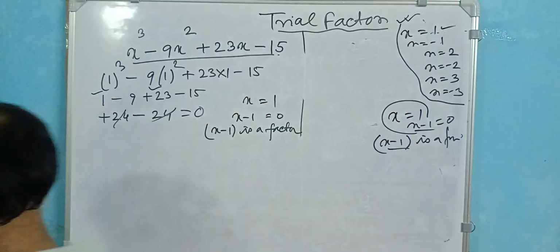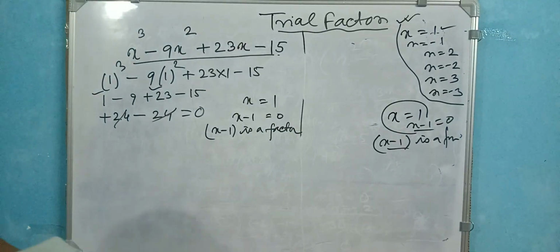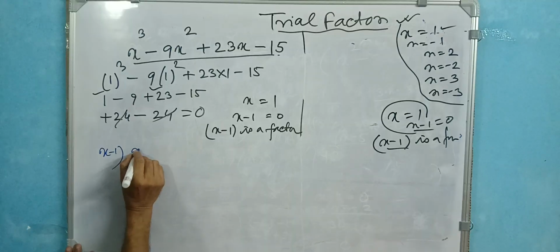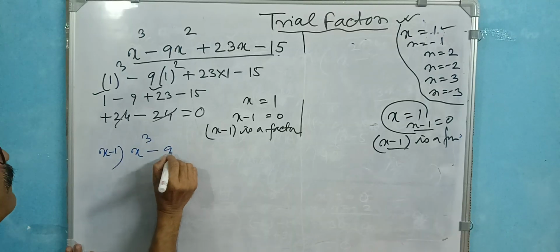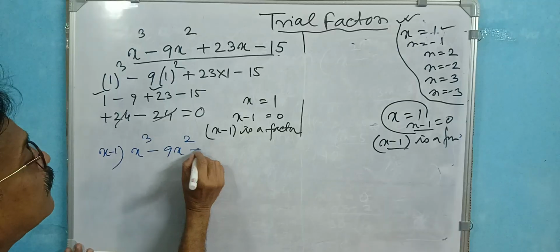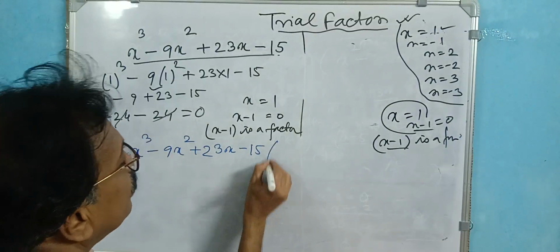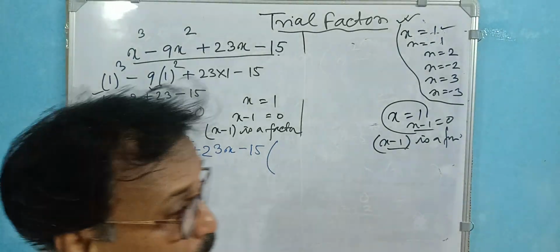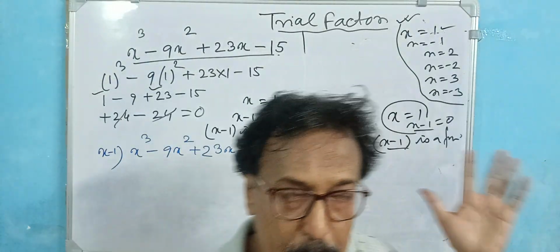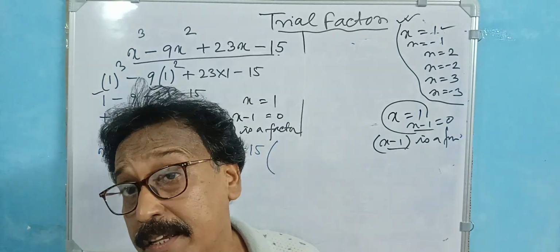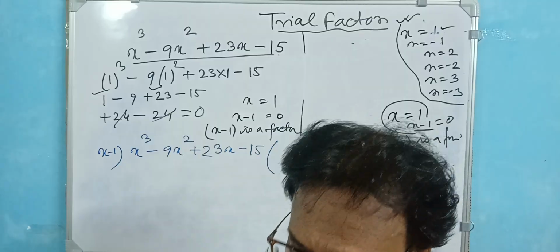Now, it's a very interesting sum. So I just divide in the other color. So x minus 1, I just divide. x cube, very interesting, minus 9x square. These are actually called the trial factor. Now, you know properly the division process. In the previous video, I already explained basic algebra: addition, subtraction, multiplication and division. So this is very important.